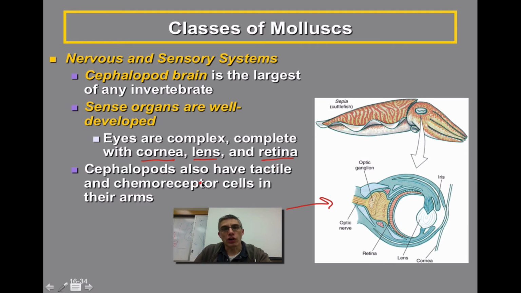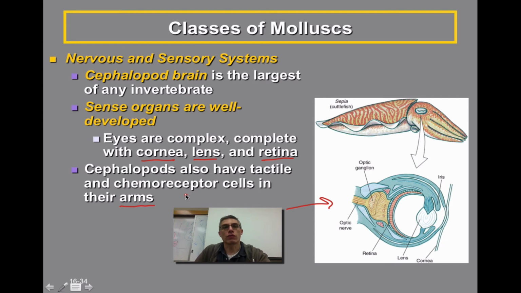Now, the cephalopods also have tactile and chemoreceptor cells in their arms, which means that definitely they have a sense of touch, which helps them to manipulate throughout their environment, and of course they're able to pick up various chemicals throughout their environment as well.